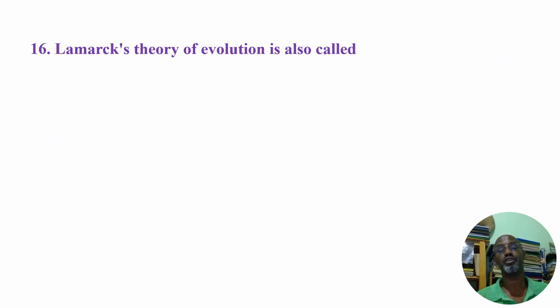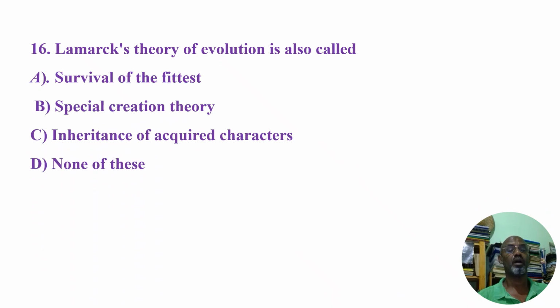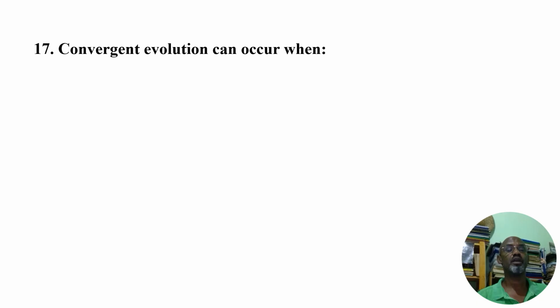Question number 16. Lamarck's theory of evolution is also called A. Survival of the fittest. B. Special creation theory. C. Inheritance of acquired characters. D. None. C is the answer. Inheritance of acquired characters, of course.